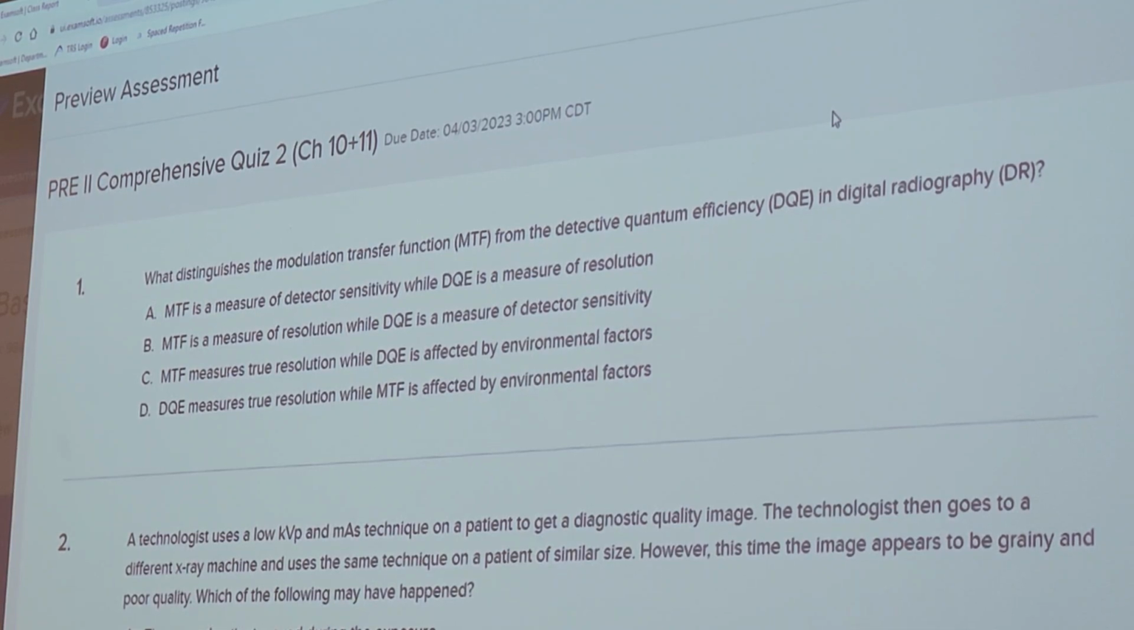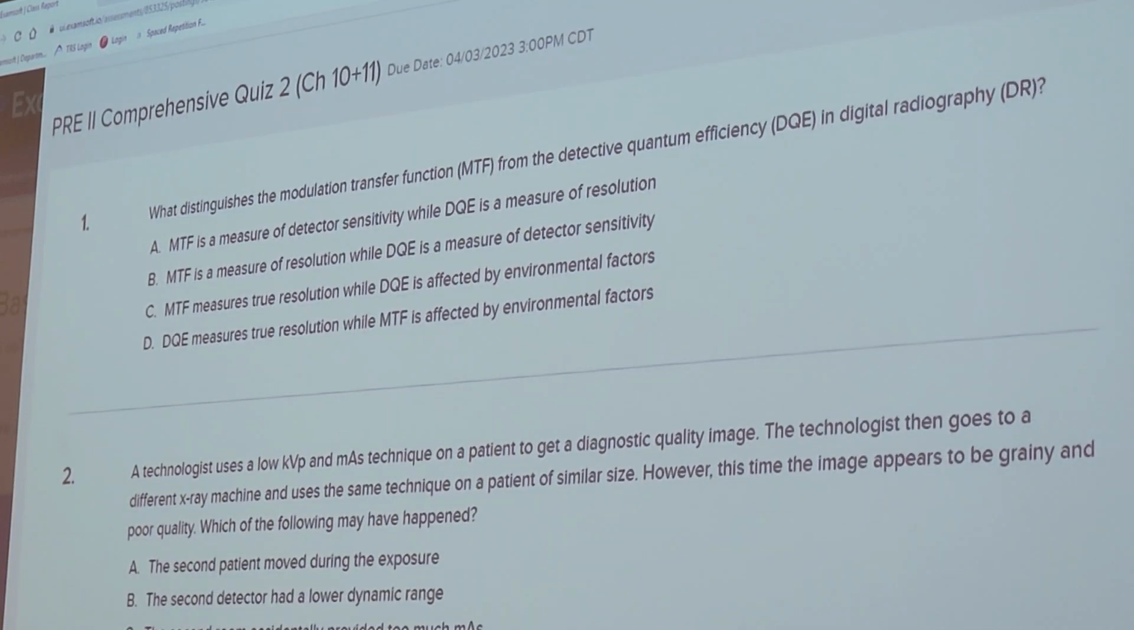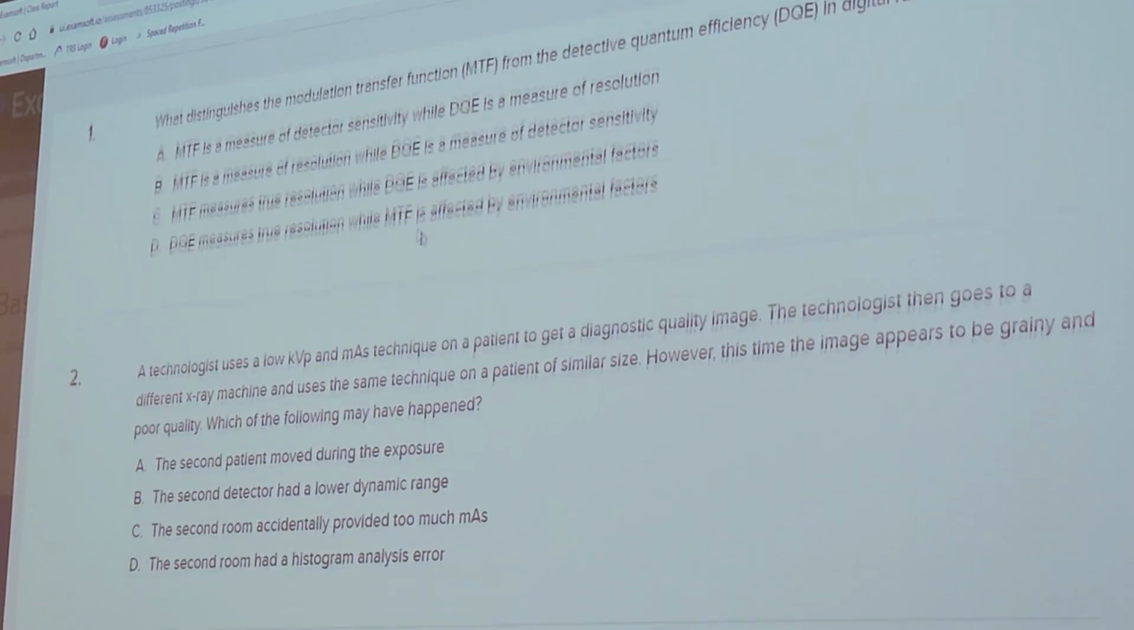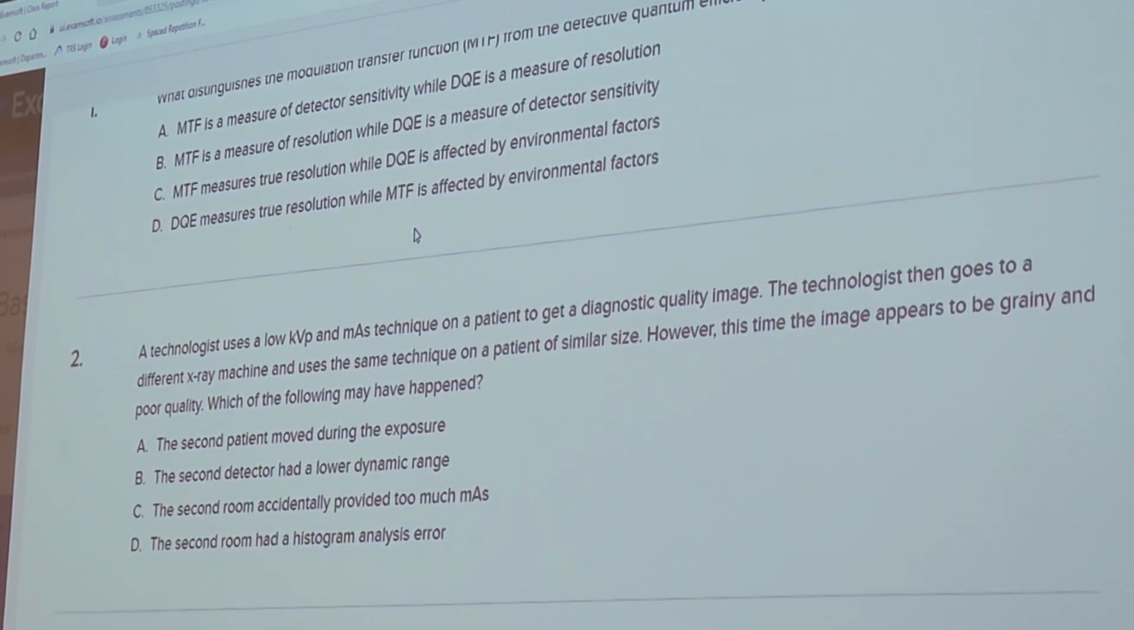Okay, awesome. On to question number 2. A technologist uses a low KVP and a mass technique on the patient to give a diagnostic quality image. The technologist then goes to a different X-ray machine and uses the same technique on a patient of similar size. However, this time the image appears to be grainy and poor quality. Which of the following may have happened?